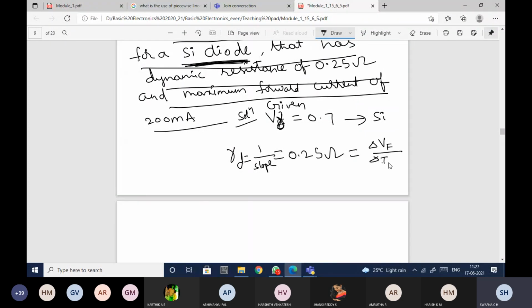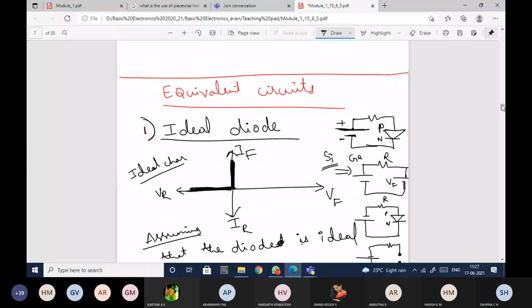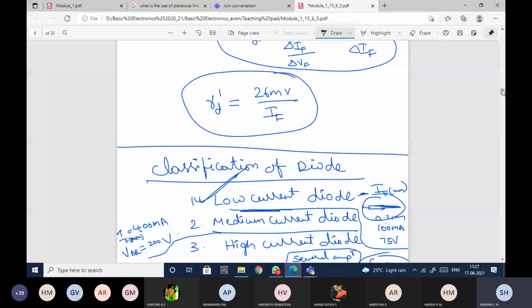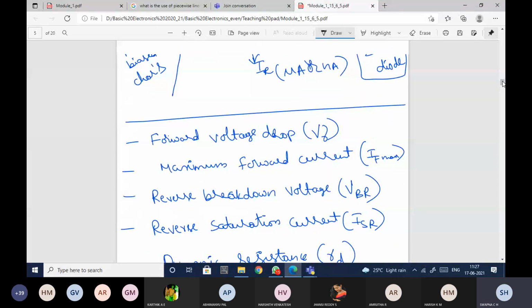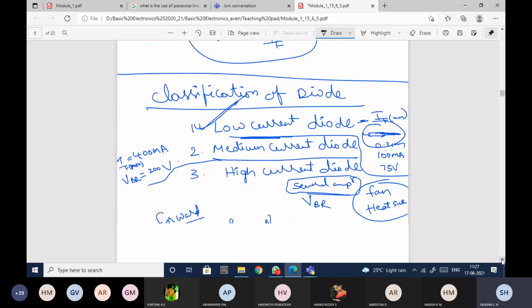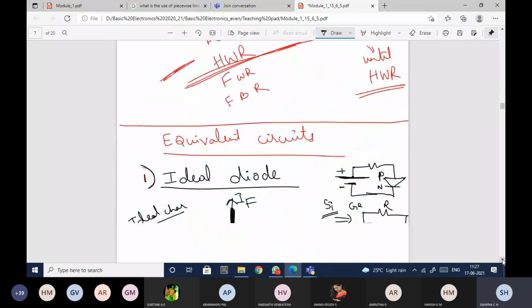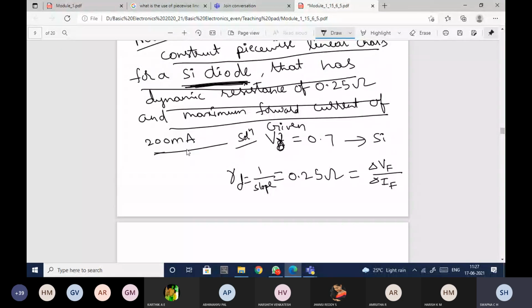So you remember this equation, right? I have written all these equations. Dynamic resistance. So RD is nothing but 1 by slope. So 1 by slope is nothing but delta IF by delta VF, which is nothing but delta VF by delta IF is nothing but RD. Okay, so this is what he has given. RD has given us that much. Then what else he has given? He has given one more parameter also. What is that he has given?